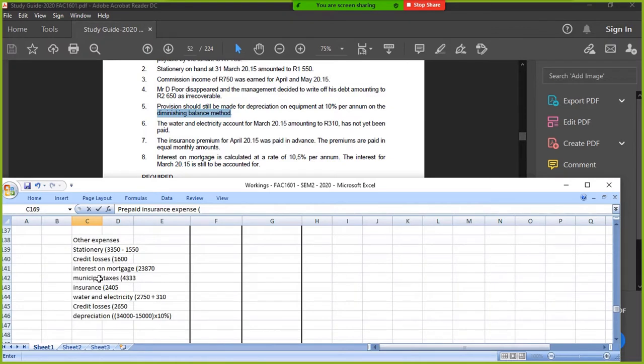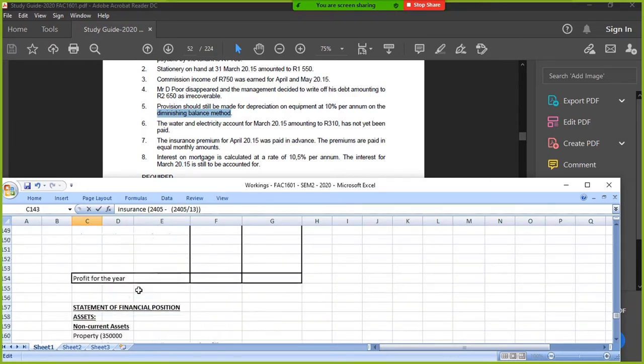Here. There, the insurance. You're going to subtract 1 month's worth of premiums, because this was for April, paid in advance. So minus 2405, divided by 13. I've paid for 13 months, and I only have 12 months in a financial year. So do you see my working? I'm subtracting 1 month. To get 1 month, I need to divide that figure by 13.